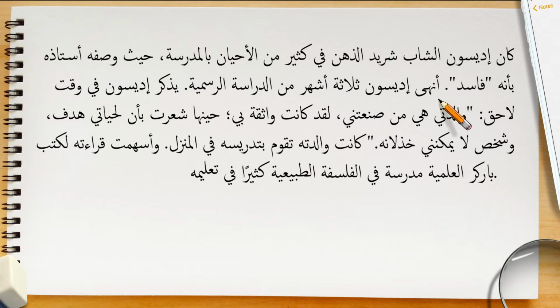Okay, أنهى comes from نهى, which means to finish, complete. نهى, أنهى. أنهى is complete something else. If you have an alif before a three letter root word, let's say, okay, we call ثلاثي. In Arabic, we say كلمة الثلاثية. أنهى means he completed. Who completed?